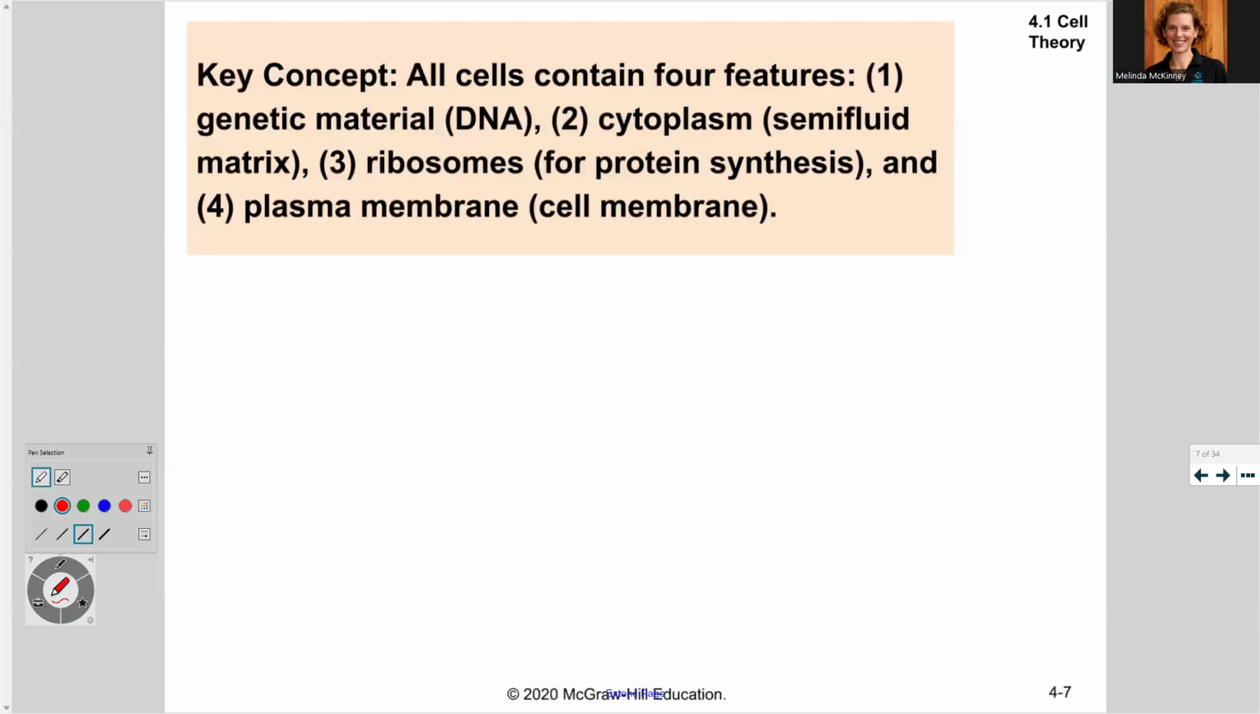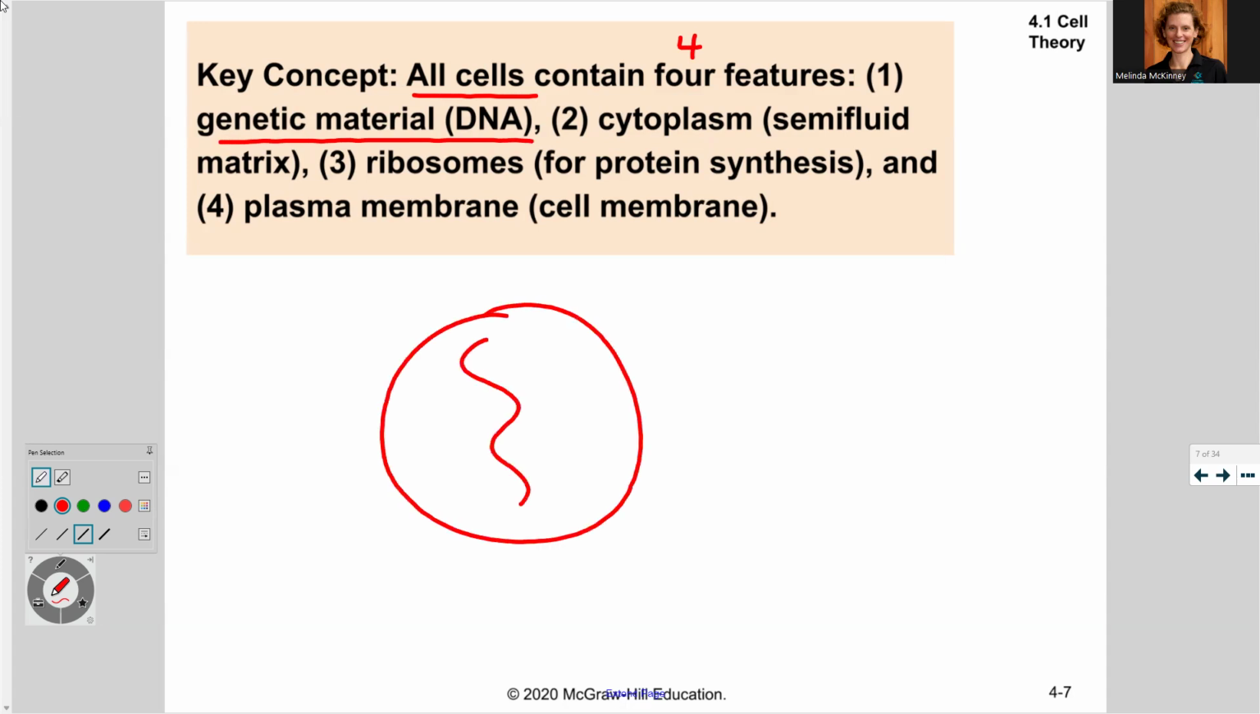This is Bio 181, Chapter 4, basic cell structure. So key concept: all cells, that's every single cell, have 4 features that you need to know. Number 1 is that they all contain DNA. So in every single cell, there's some double-stranded DNA. Okay? So that's 1.